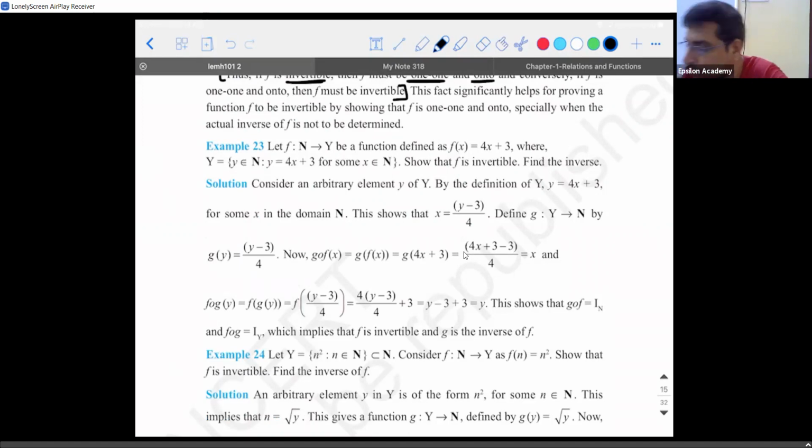So here in this question, f is a function mapped from the natural numbers to some set Y. How is the set Y defined? Y is given as 4x plus 3. In this 4x plus 3, you can substitute any natural number for x. When you substitute a natural number, y also gets generated as a natural number. But what is the difference between the natural number set N and Y?